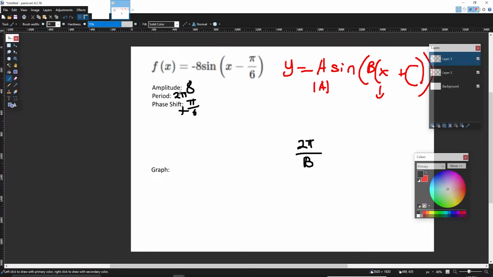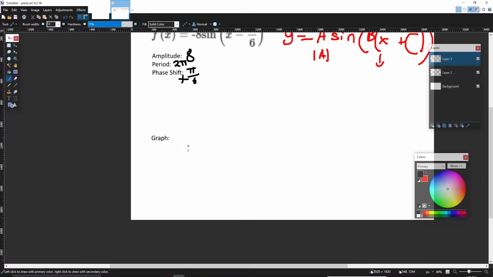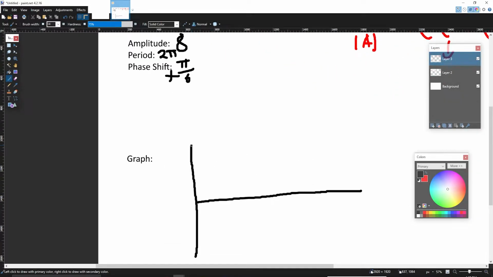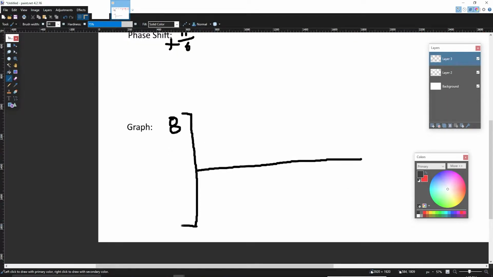But yeah, so we have these 3 values, okay? And now it's time to graph. When we're graphing, we gotta make sure we're aware of 2 things. We gotta be aware of the amplitude, which in this case is 8. So we have 8, and then we have -8.